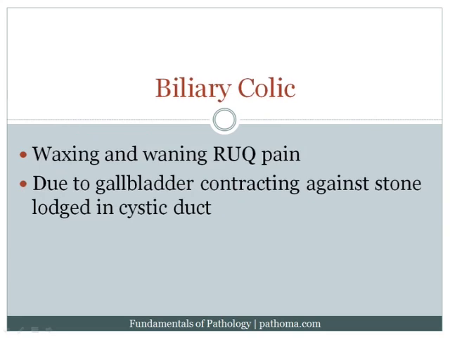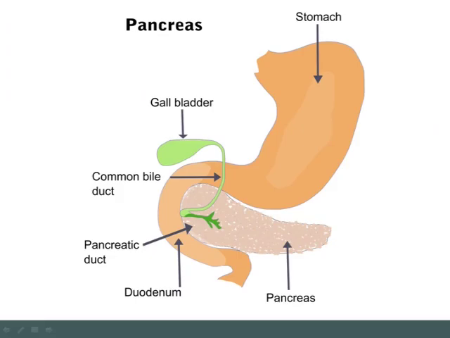Biliary colic is when the patients present with waxing and waning right upper quadrant pain, and this is due to the gallbladder contracting against a stone that's lodged in the cystic duct. Here's the idea. Here's the gallbladder here, and this would be the cystic duct here. Now, if a stone were to get lodged in the cystic duct, the gallbladder would then press against it, and as the gallbladder tried to squeeze against it, that would result in a waxing and waning right upper quadrant pain called biliary colic. And so that's one complication that can arise when patients have gallstones.